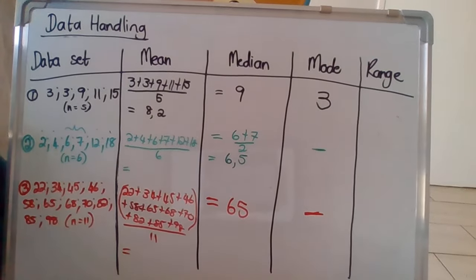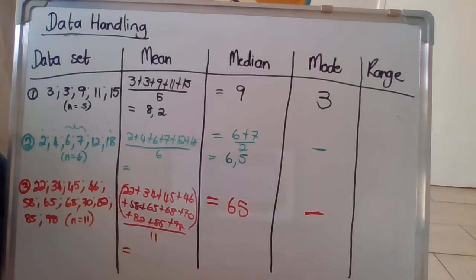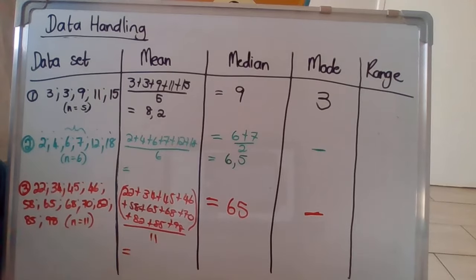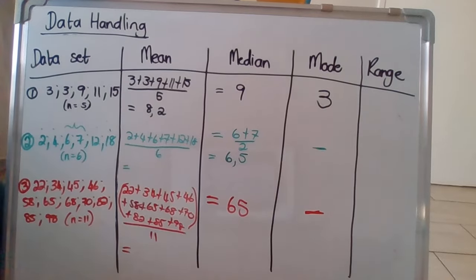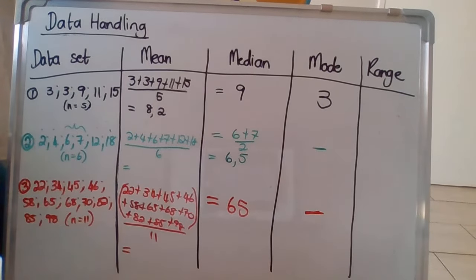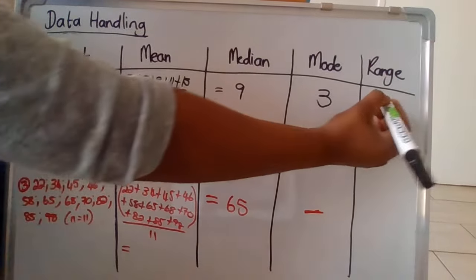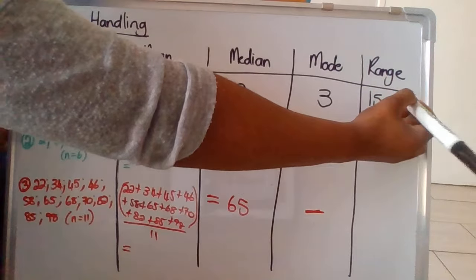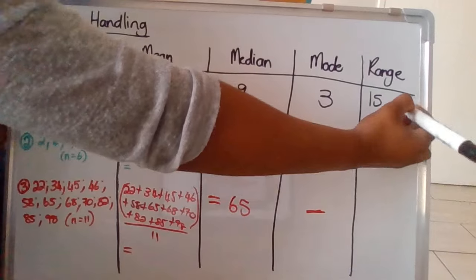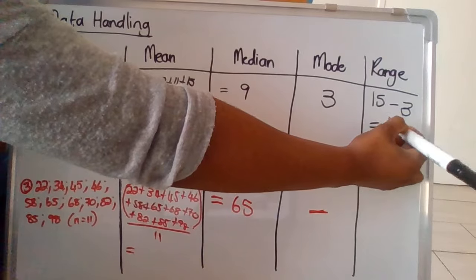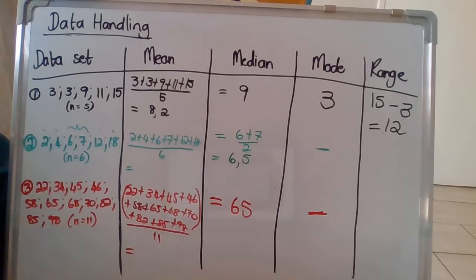The measures of dispersion basically tell you how the data is scattered. All right. So how do we calculate the range? The range is you take your highest value in your data set, subtracted by the lowest value in your data set. So here my range is 15 minus 3, which is equal to 12. So that's my range.